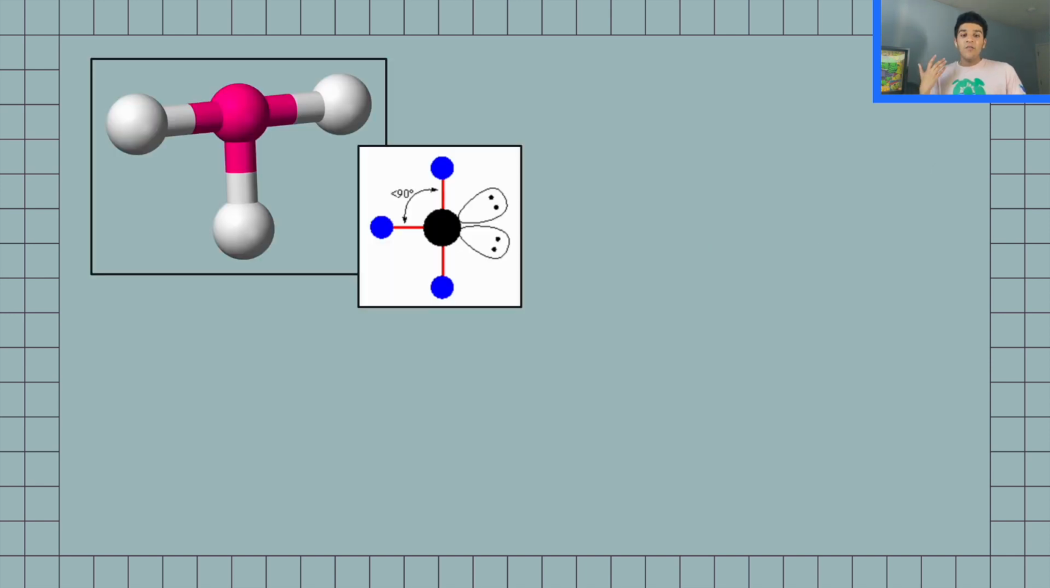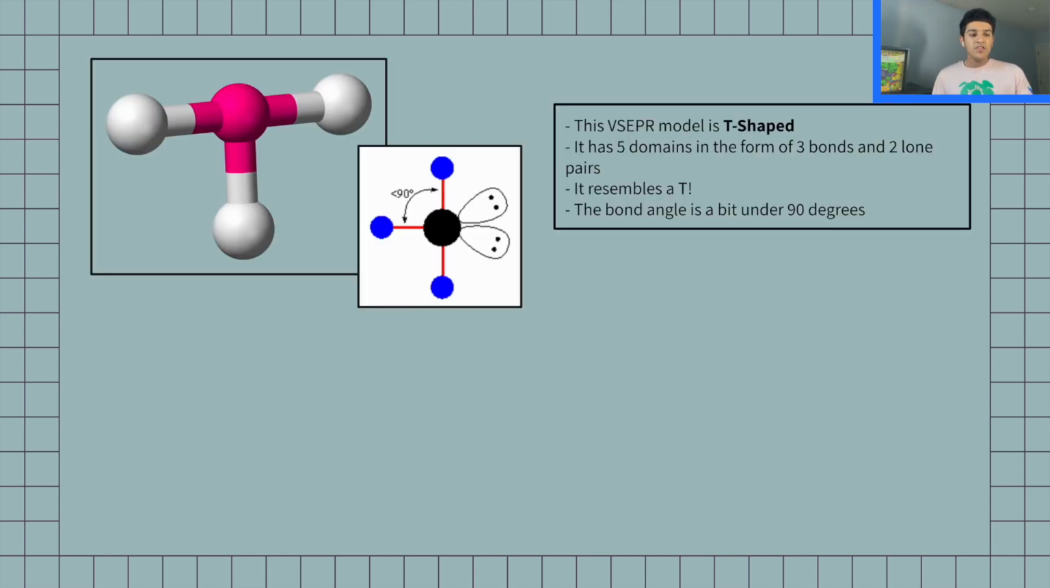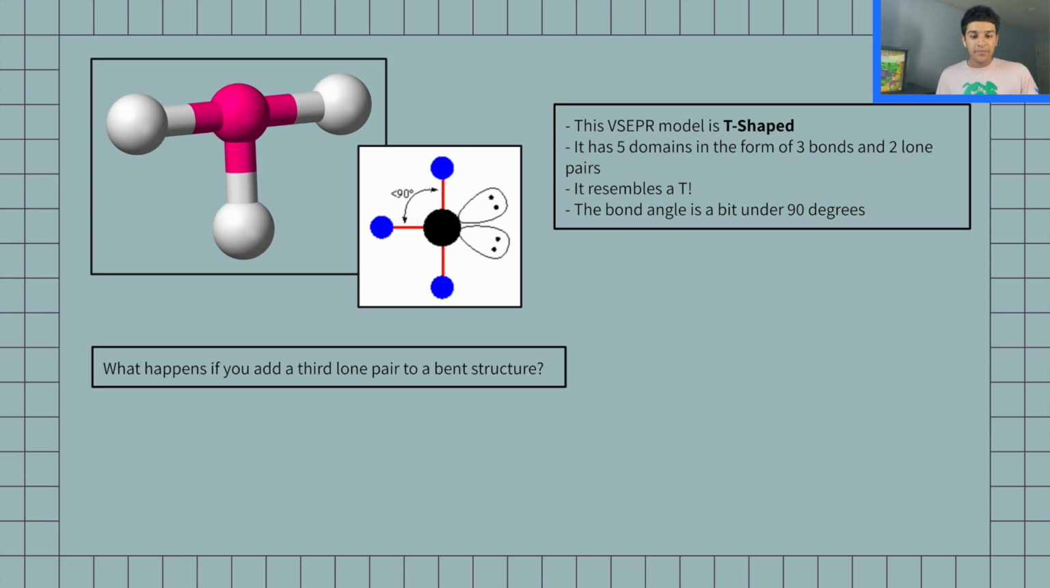The next VSEPR model within this family is known as a T-shaped VSEPR model. It's pretty self-explanatory why it's called T-shaped, right? It looks like a T. The 5 domains in this case are in the form of 3 bonds and 2 lone pairs. Finally, the bond angle for this specific VSEPR model is slightly under 90 degrees. So again, write anything that's under 90, but still very close to 90. So 89, 88, something like that.